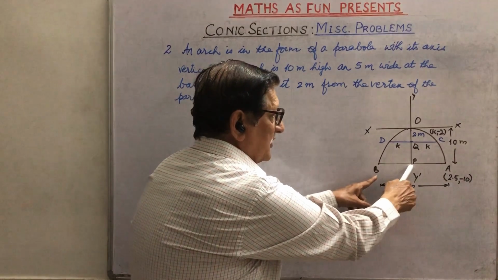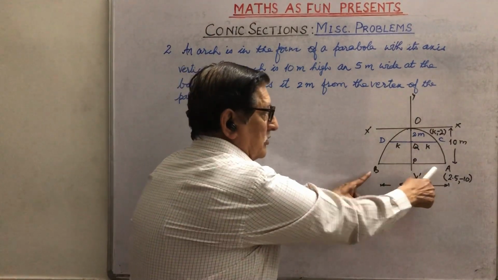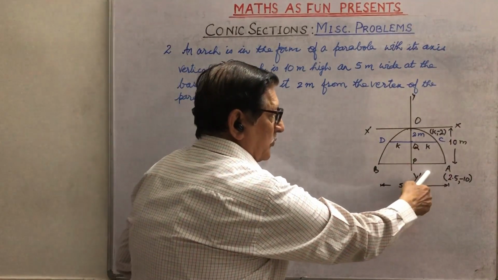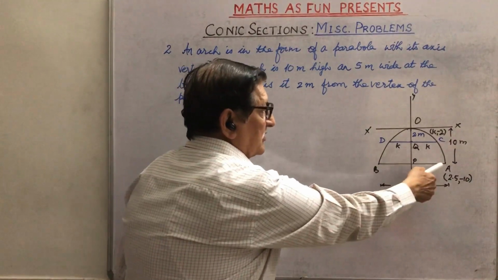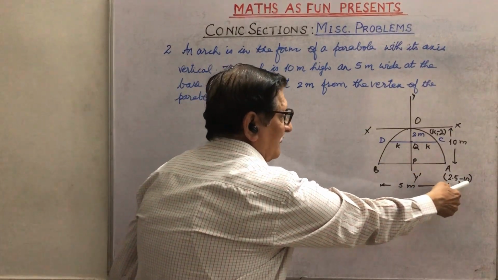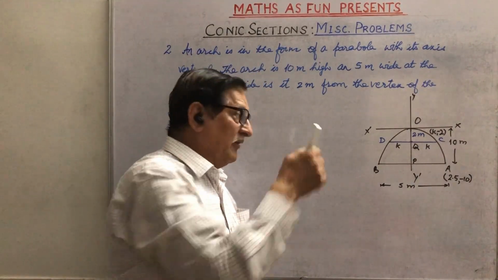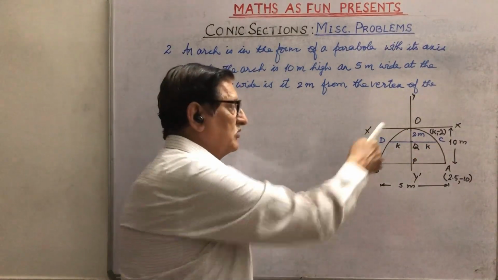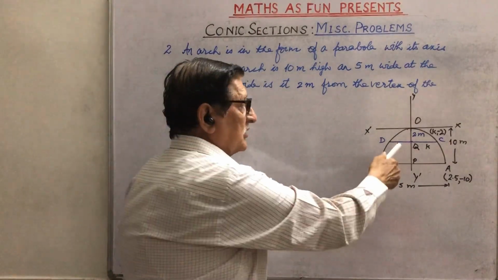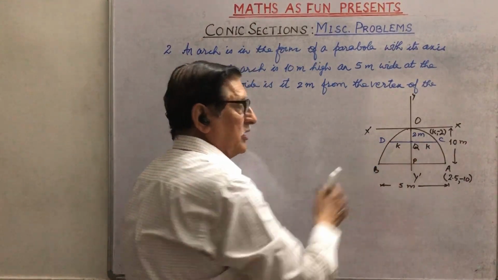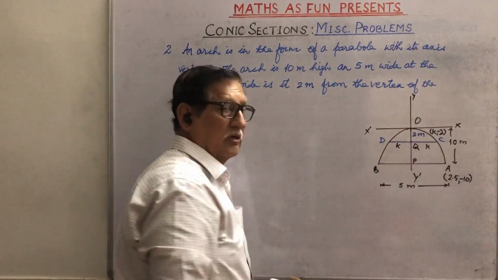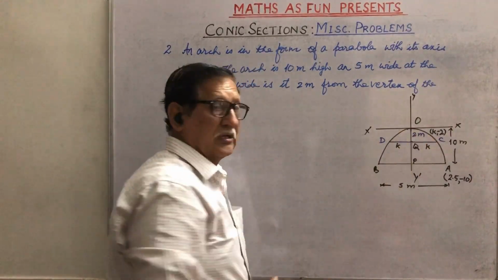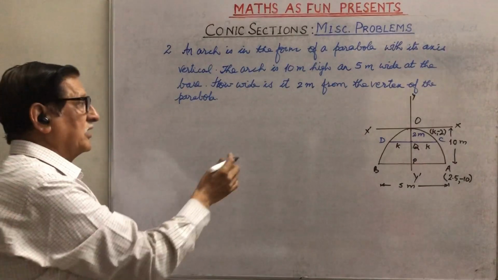Can we say if here P is the center of AB or the midpoint of AB, then this will be 2.5. And hence we can say the coordinates of A will be 2.5, minus 10. We have to find the width at the height 2 meters from the vertex. Suppose the length is 2k or the width is 2k, then this will be k and this also will be k, and hence we can say the coordinates of C will be k comma minus 2. So we discuss here this way.